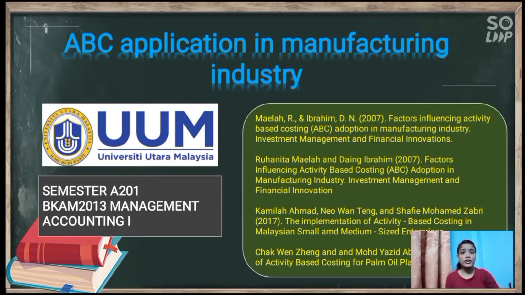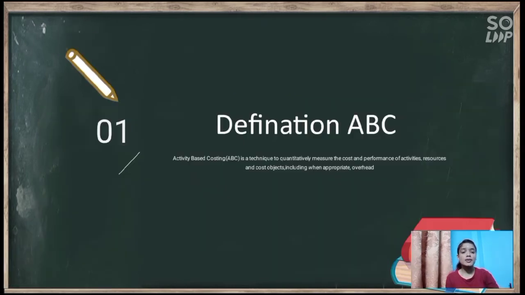Here is the list of articles that has been chosen by my group members. My name is Sandhya Ganesh and my matrix number is 272923. Let me start to explain my article.